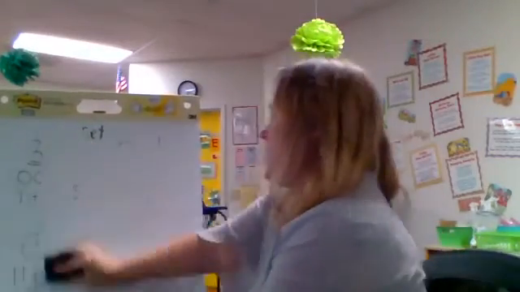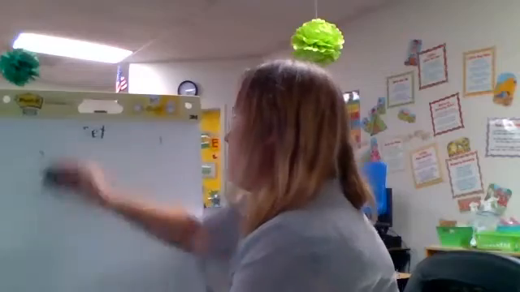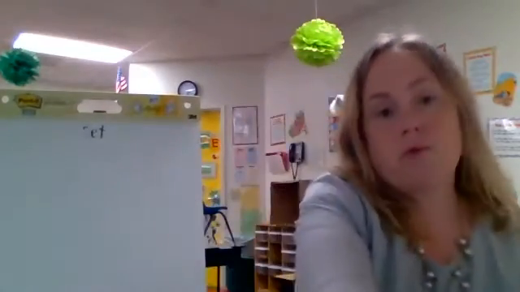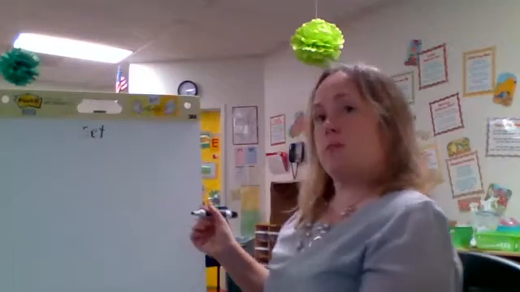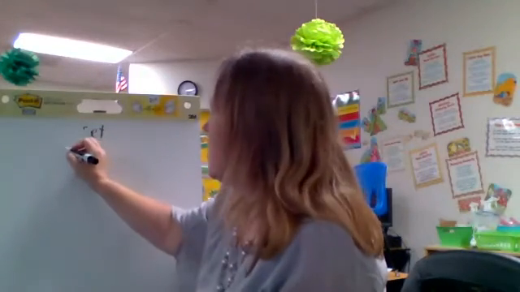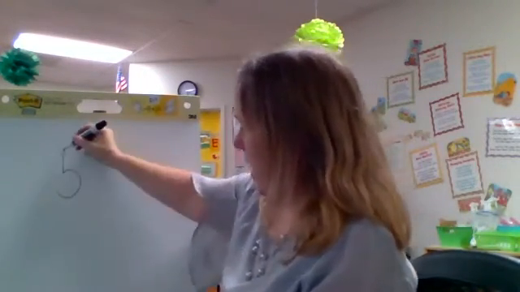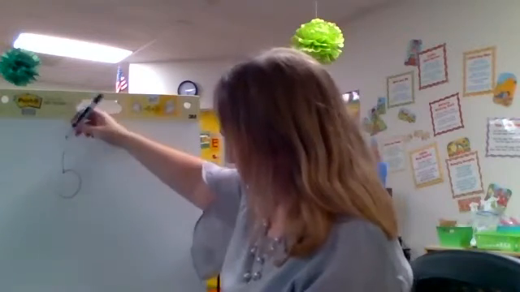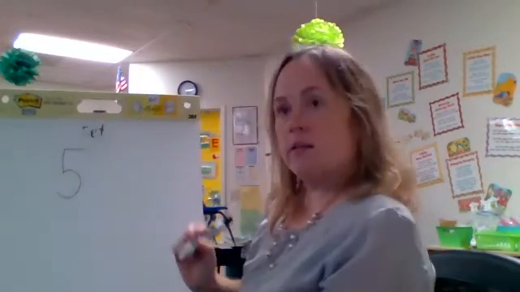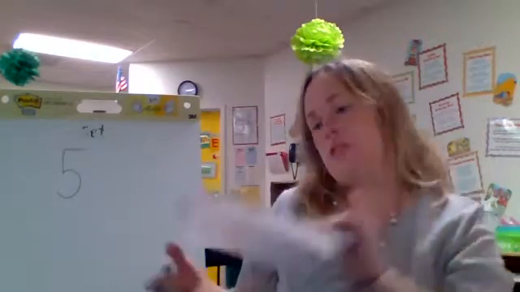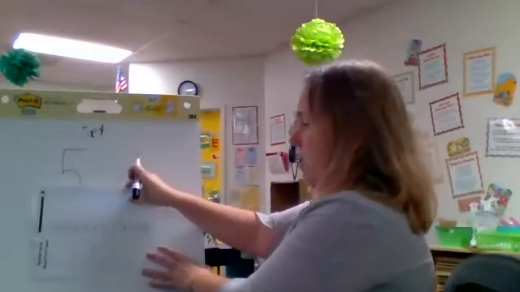So to do this one, the first thing I'm going to do is draw the numeral 5 on my board. Watch Miss Beck as I draw the numeral 5. Down, a tummy, and a hat on top. Fat old 5.